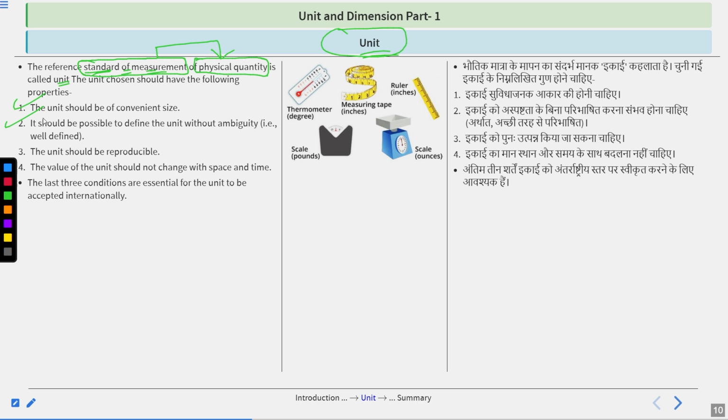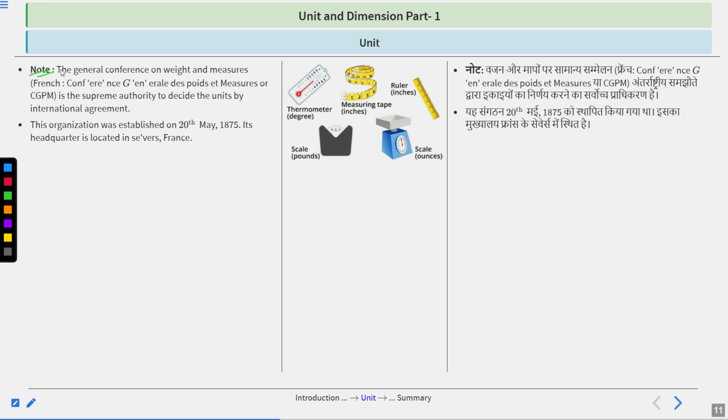Third, the unit should be reproducible. Fourth, the value of the unit should not change with space and time. And the last three conditions are essential for the unit to be accepted internationally. Okay.